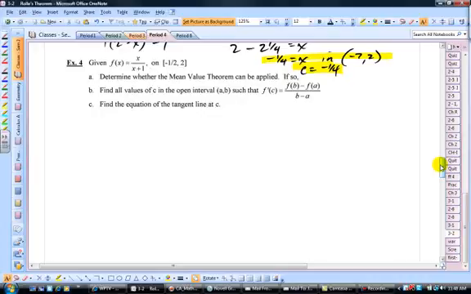Okay, if it was a hole, it could have been removed. So this is non-removable. We have a vertical asymptote at negative 1. Yeah, it's discontinuous there.